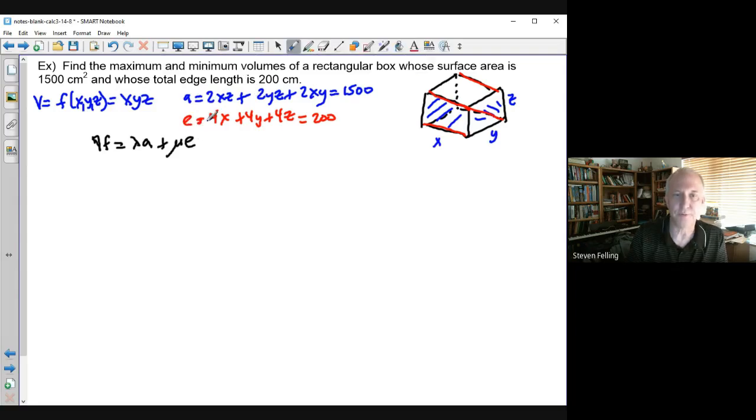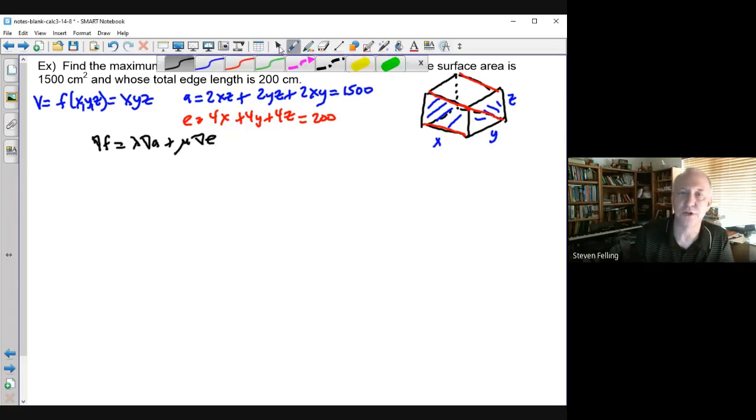Edge constraint. Okay, sorry, not just that. I didn't write that quite correctly. Gradient of A and gradient of E. Gradient of that constraint plus mu times the gradient of the E constraint. So we're going to have to find all these gradients first. Let's go ahead and do that.